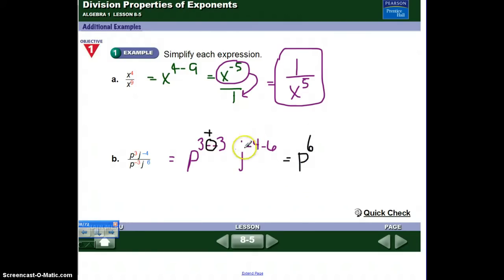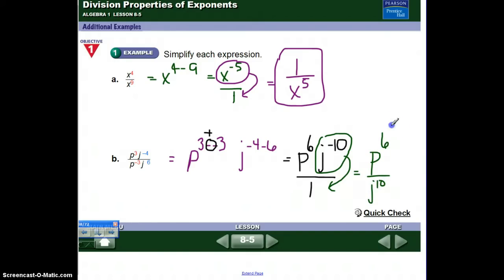This problem right here, negative 4 minus 6, is going to give me negative 10. And I already see that negative exponent. Now, I really have to do something with it. So I'll put it over 1. Since this is the only thing that's got a negative exponent, that's the only thing that's unhappy, that's going to have to go to the bottom. So p to the 6th on top, and then j to the positive 10 on the bottom. And this is our final answer.